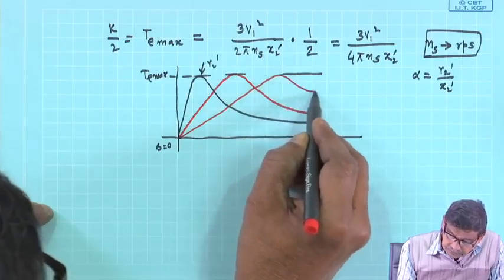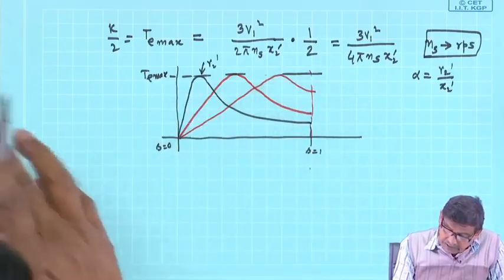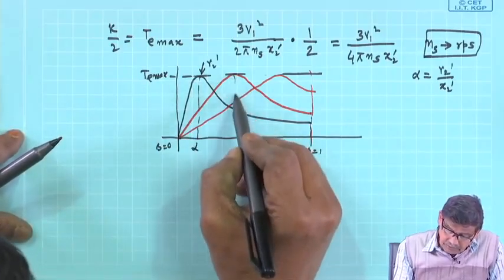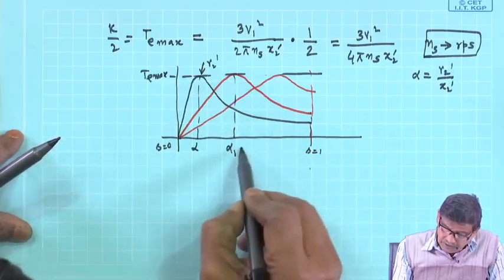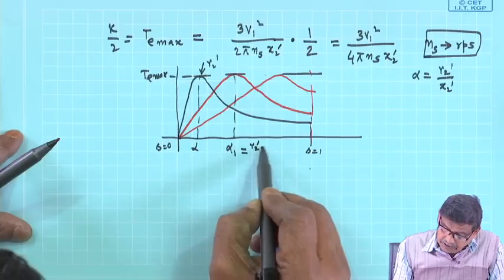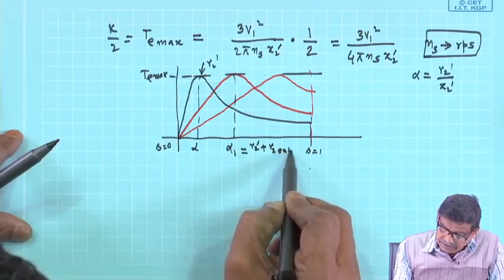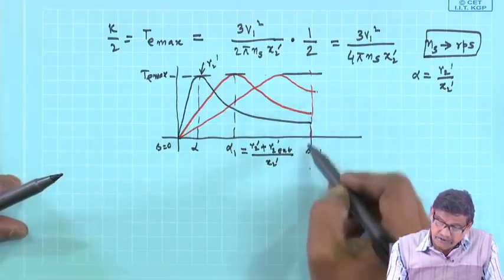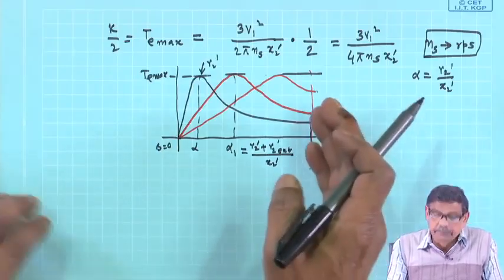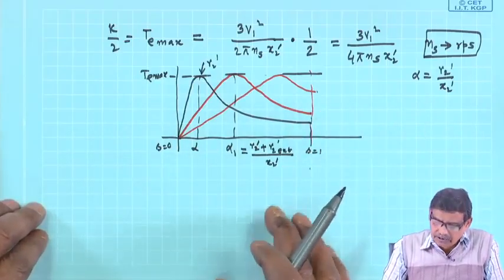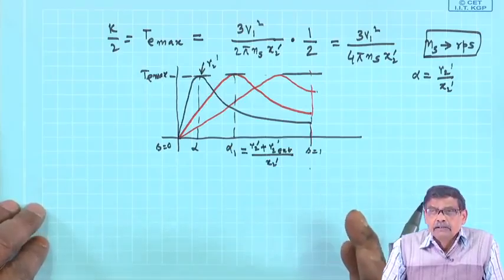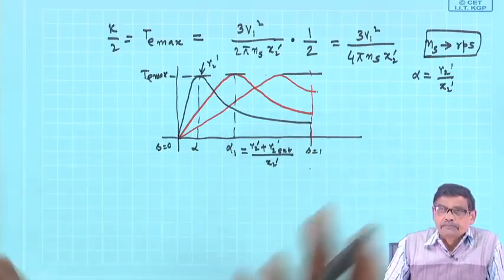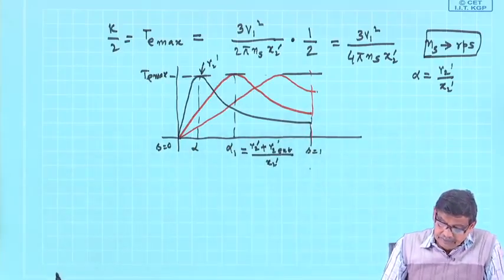So, this is the original alpha, and this will be some alpha 1, which will be something like R2 dashed plus R2 external dashed by X2 dashed, and so on. I think you have got. So, starting torque can be improved, and of course, it can be done only for slip ring induction motor. Cage induction motor addition of external resistance is out of question. That is it. Okay.